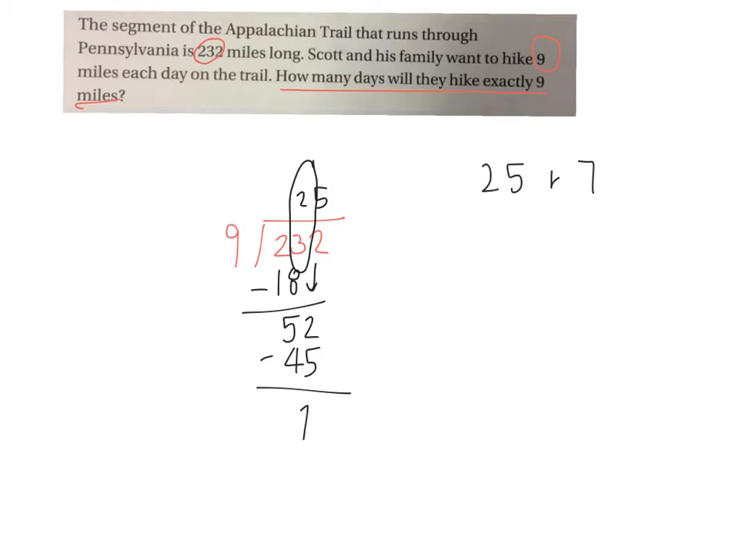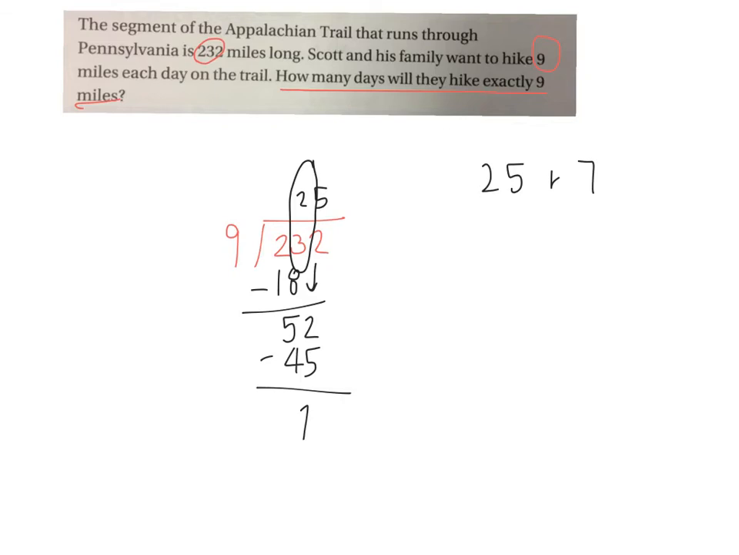Now, let's go back and read the question. It says, how many days will they hike exactly 9 miles? So if I say they will hike 9 miles for exactly 5, remainder 7 days. Does that make sense? So how can I make sense? What do I do with the remainder? Do I need to make it into a fraction?